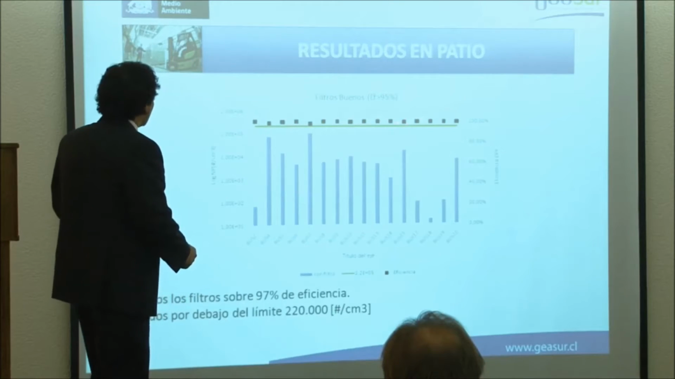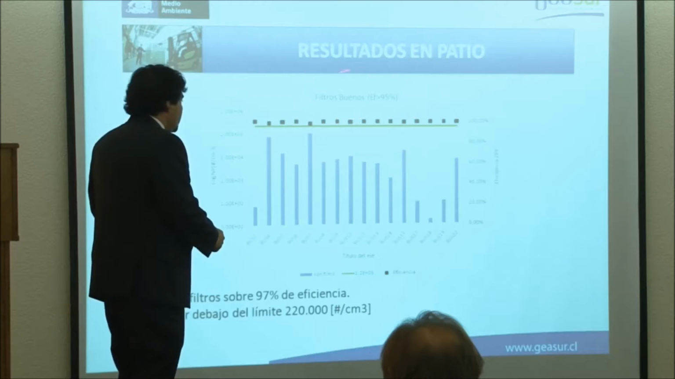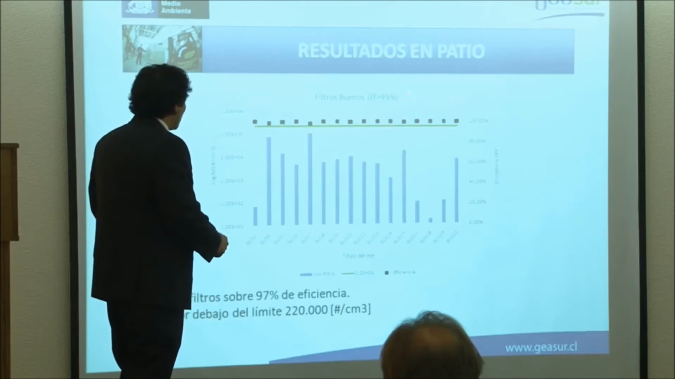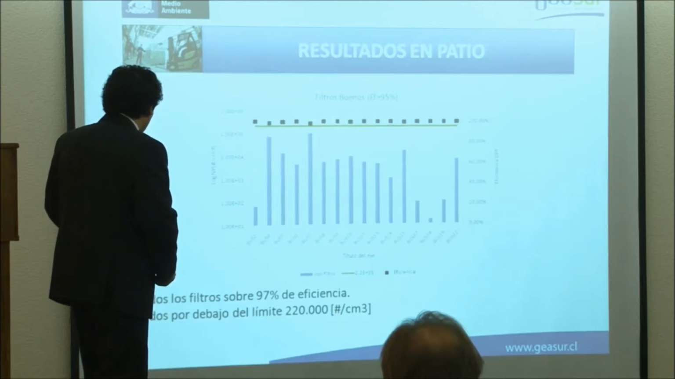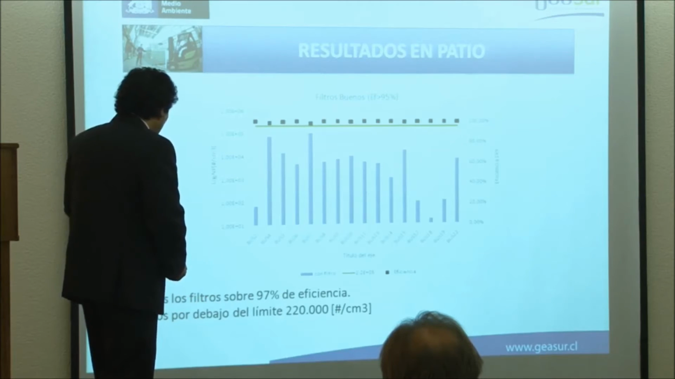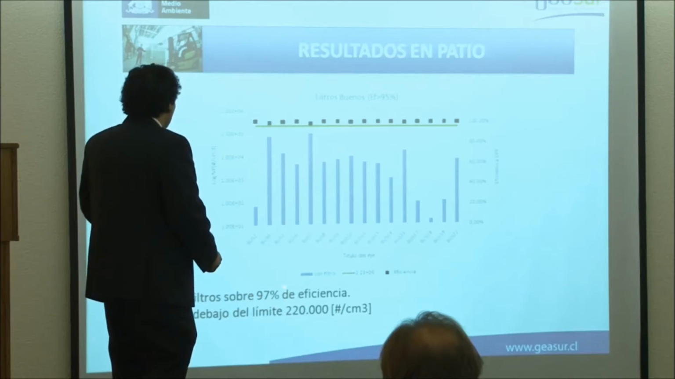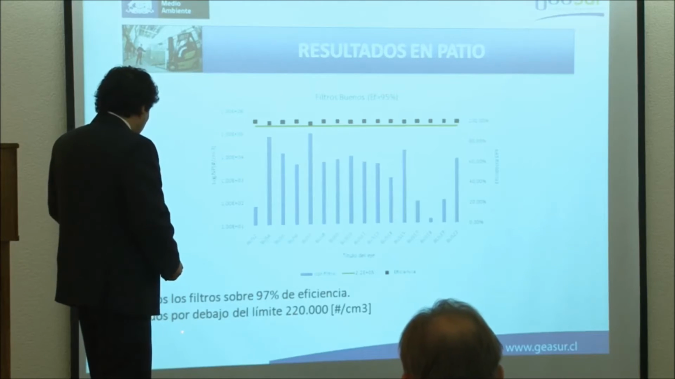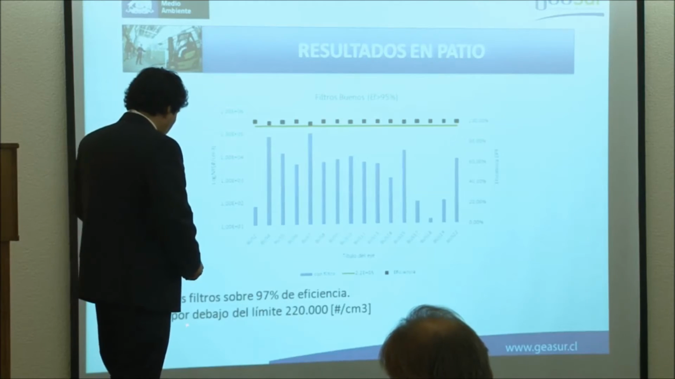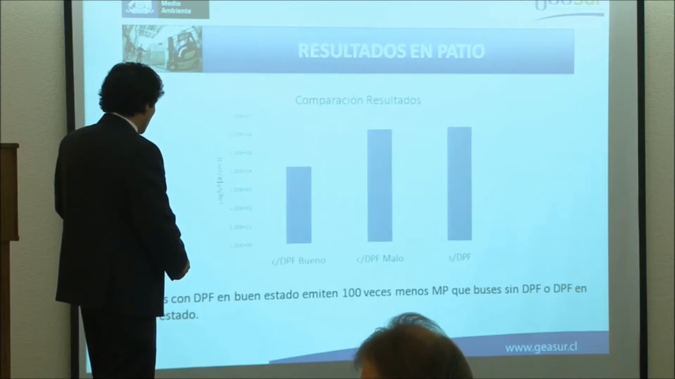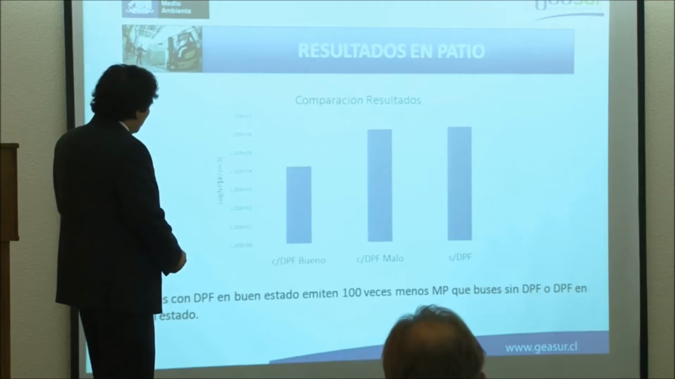So the results with the new filters correspond to all the other filters that were measured that were over 95% efficiency. Generally, more than 95, which was the initial criteria, we saw that they were even over 97% efficiency. And they would accomplish this reference value of 220,000 particles per cubic centimeter.